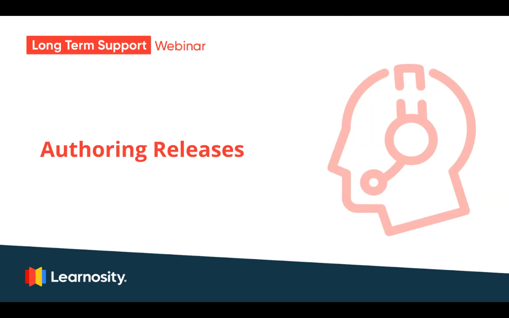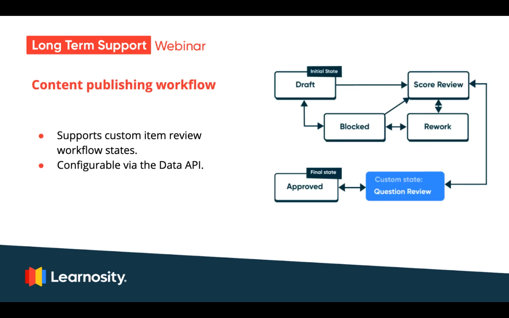Next up, let's take a look at our authoring features. For our content publishing workflow, we've made collaboration during the authoring process easier by making workflows fully customizable. So teams can now redefine the order and the phases or the states of authoring reviews to suit their specific needs. We recognize that not everybody will align with the states that we have out of the box. And that is configurable via our data API.